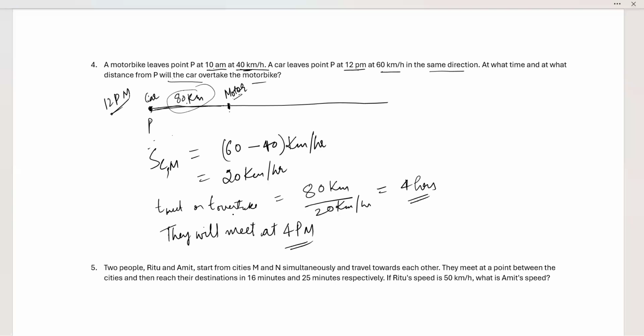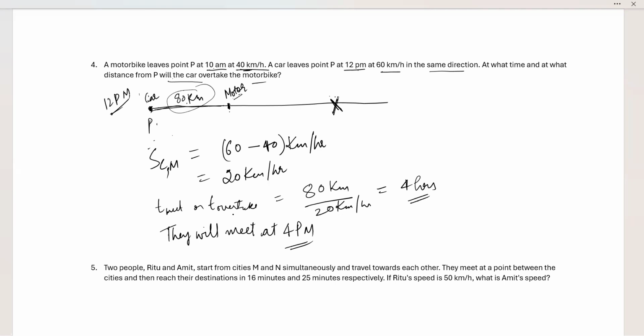ठीक है. Then at what distance from P? कितना P ने कितने डिस्टेंस पे कवर होगा ये ओवरटेक करेंगे. Let's say they overtake at this point. ठीक है. And what is this distance? This is the distance traveled by car in the 4 hours. ठीक है.